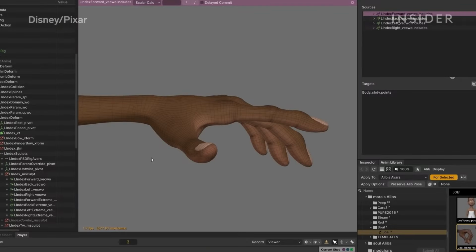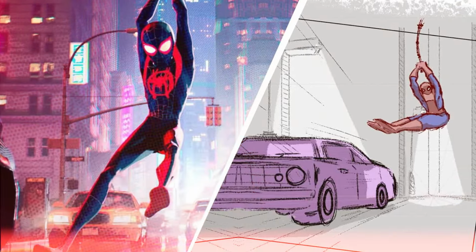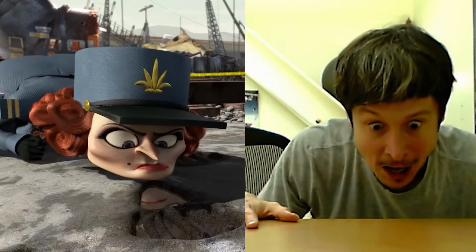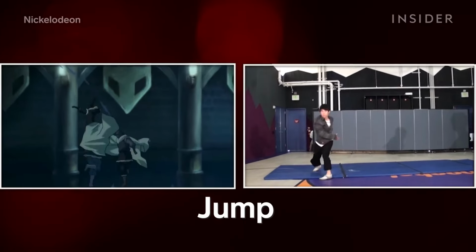Before I begin animating, I always start by studying the animatic. This helps me understand the story and the acting choices that have already been made. It's essential to make sure the animation supports the acting choices that have been made to maintain consistency throughout the film.